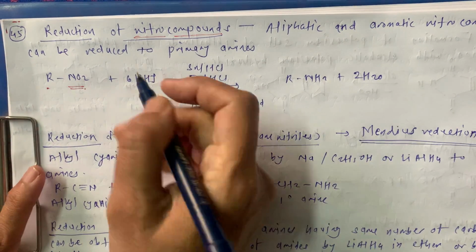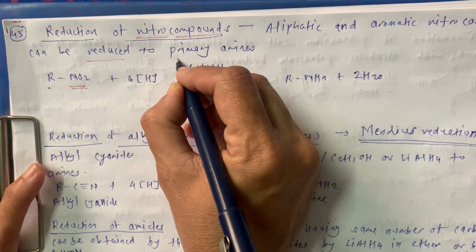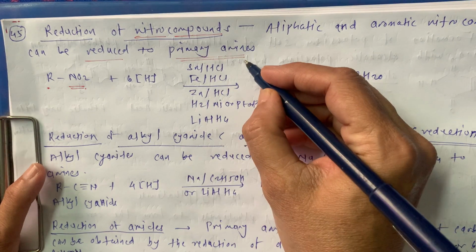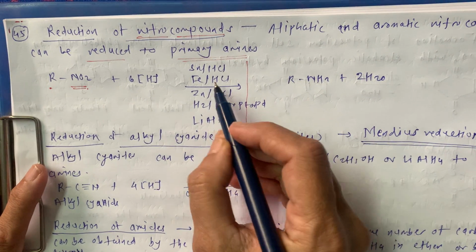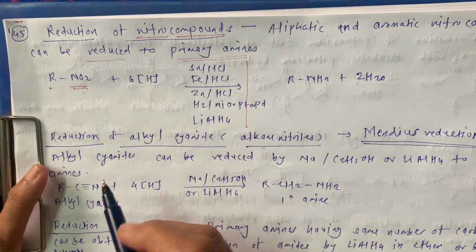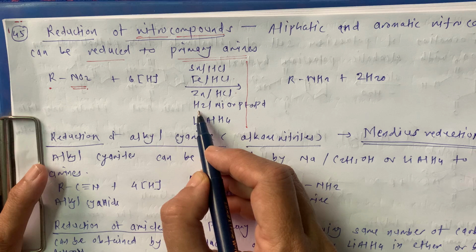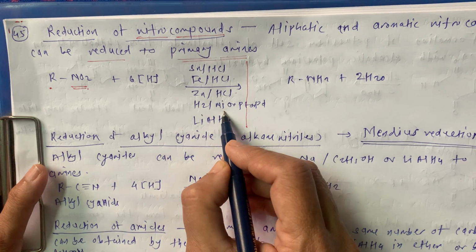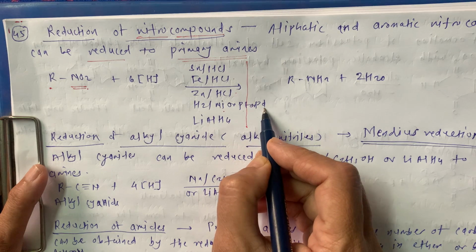Nitro compounds are reduced to primary amines. There are different reagents: Sn in HCl, Fe in HCl, zinc in HCl, or our regular hydrogenation reaction like we studied, that is H2 in nickel or platinum and palladium.